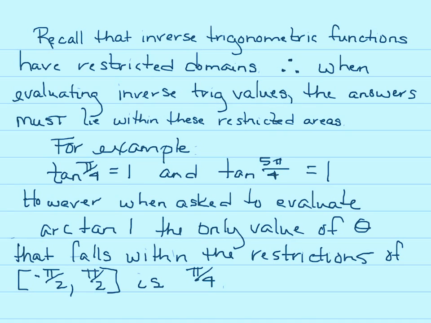For example, we know that the tangent of pi over 4 is equal to 1, and the tangent of 5 pi over 4 is also equal to 1. So when we're asked to evaluate the arctan of 1, the only value of theta that falls within the restrictions of negative pi over 2 to pi over 2 is pi over 4. So we have to throw out 5 pi over 4 as a possible candidate for that answer. So let's take a look at a few examples.